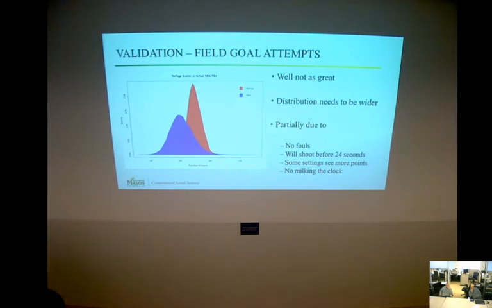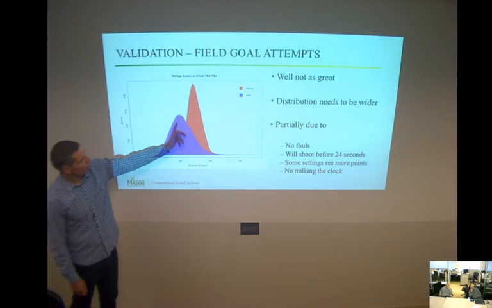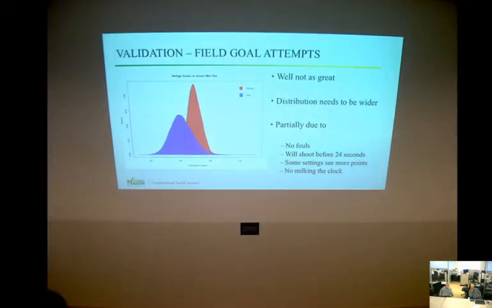And so this is field goal attempts. So my distributions have more shots, but a bit narrower. Again, there's not a lot of strategy. I'm always going to shoot before the 24 seconds with no fouls. The shot clock doesn't reset, so that's a problem. And there's also no milking the clock really in terms of close to the game. I miss out a little bit on that. In terms of this is one of the more impressive results, which.